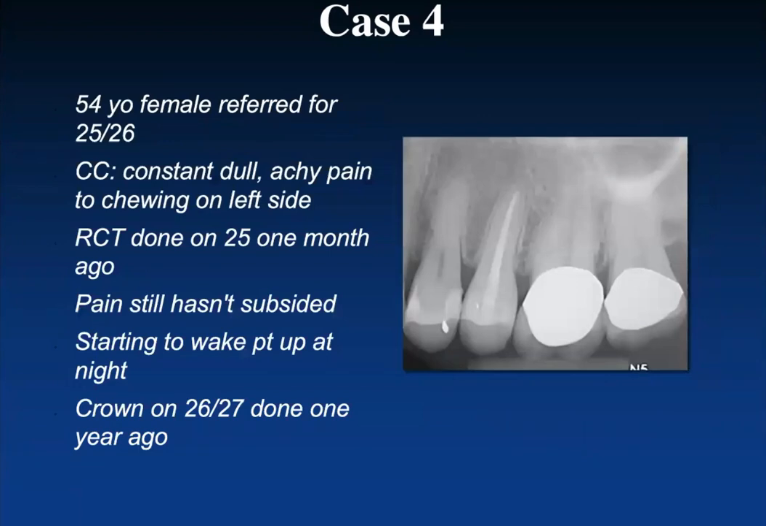Case number 4, a 45-year-old female referred for tooth number 2.5 and 2.6. Constant dull aching pain to chewing on the left side, the RCT done on 2.5 1 month ago. Pain still hasn't subsided, starting to wake her up at night. And the crown on the 2.6 to 7 was done 1 year ago.